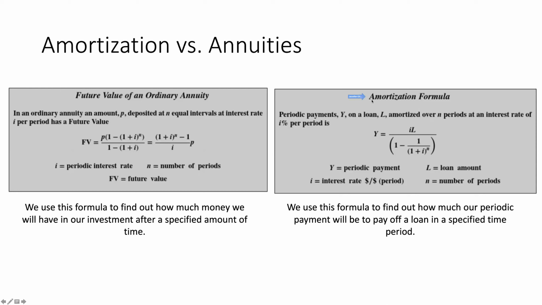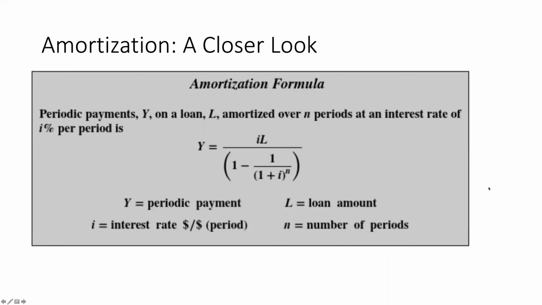In the amortization formula, we again make periodic payments, but we use this formula to find out how much our periodic payment is going to be to pay off the loan in the specified time period. So notice here, Y is the periodic payment. Again, typically that would be like your monthly payment. So let's look a little bit more carefully at that formula. I want you to take a moment and think about what each of these variables stand for in this context, and maybe take this moment to answer that question on your reading assignment about this formula, the different variables, and what they all stand for.